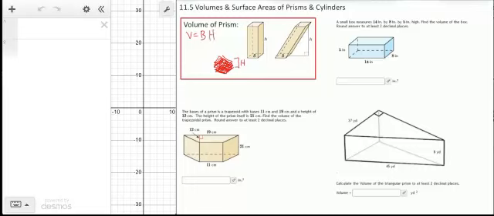It's capital B times capital H for any prism, whatever the shape happens to be. So if it's a triangle as the base, then you just stack these triangles on top of each other until you form whatever the height is for that triangular prism. Okay? And so capital B, capital H is your formula where B is the area of the base, and capital H is the height of the solid.